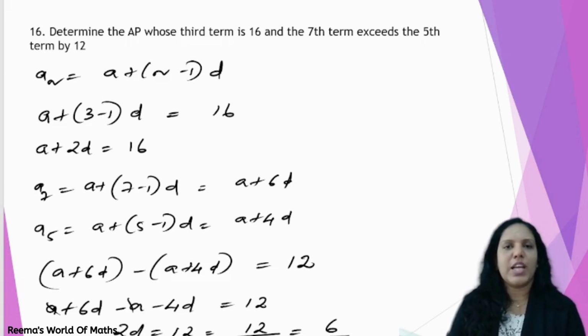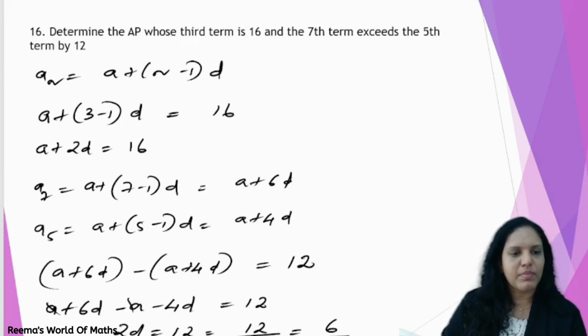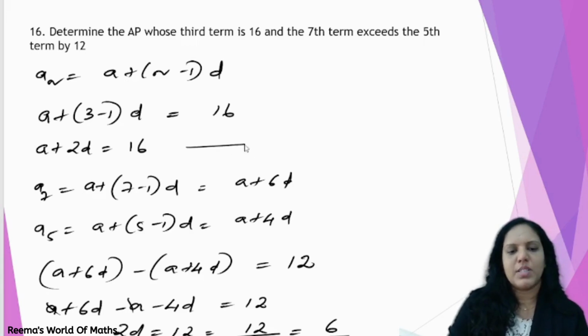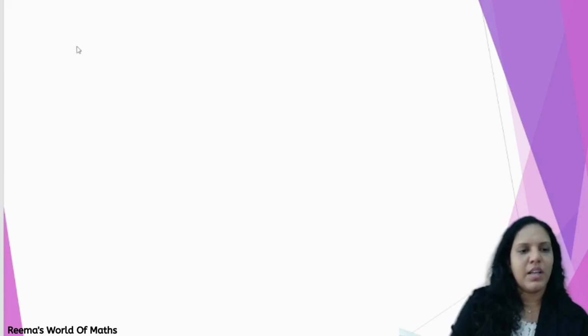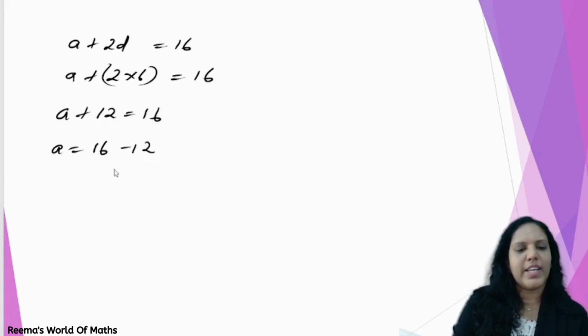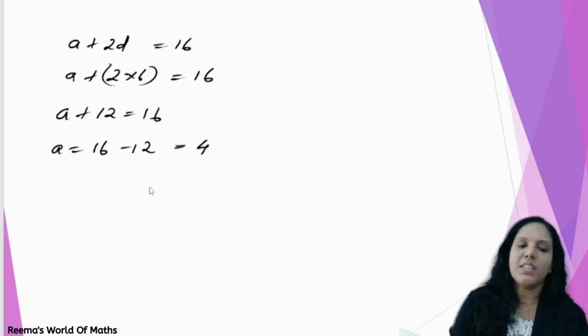Now let's replace this value in any of the equations to find the first term. So the first equation is a plus 2d equals to 16. Let's put that here. a plus 2d equals to 16. So we already found the common difference, that is 2 multiplied by 6. So that is a plus 12 equals to 16. a equals to 16 minus 12. a equals to 4.